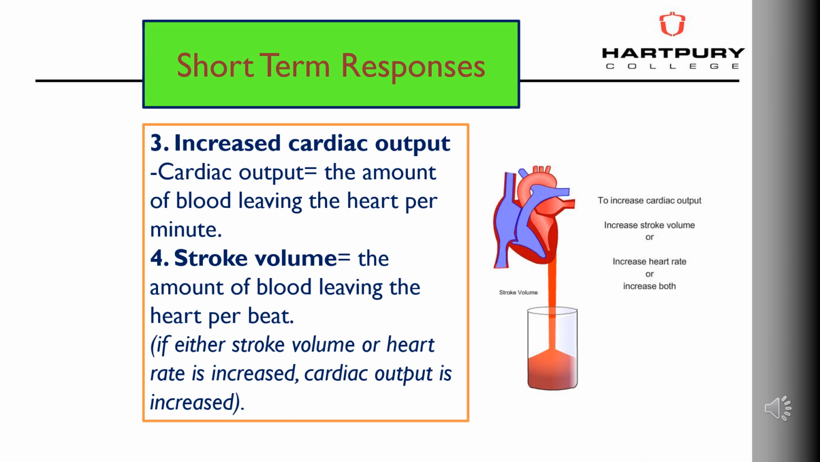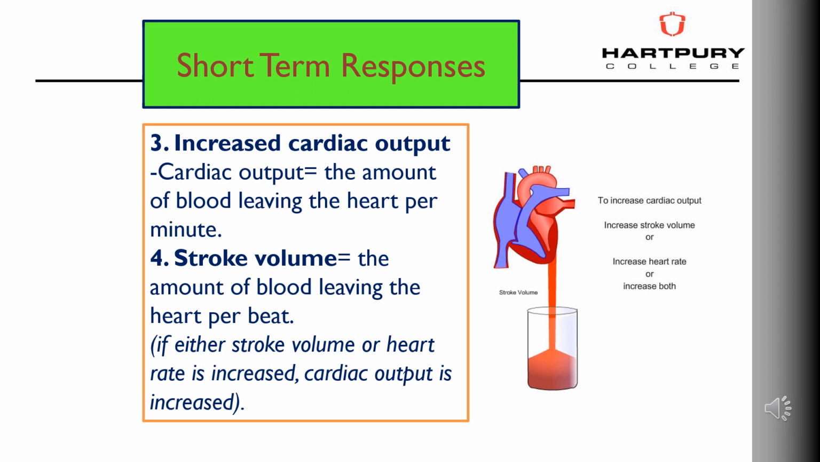So short-term responses, increase in cardiac output, that's our third response, okay, the amount of blood leaving the heart per minute. And we know our calculation for cardiac output is Q equals heart rate times stroke volume, or you could say the opposite way round, stroke volume times heart rate. It doesn't matter which way round, you should still return the same mathematical answer. Okay, so that increase in cardiac output means there's more blood leaving the heart per minute, which obviously is helpful because it means we're transporting more oxygen and getting rid of more waste products at a faster rate.